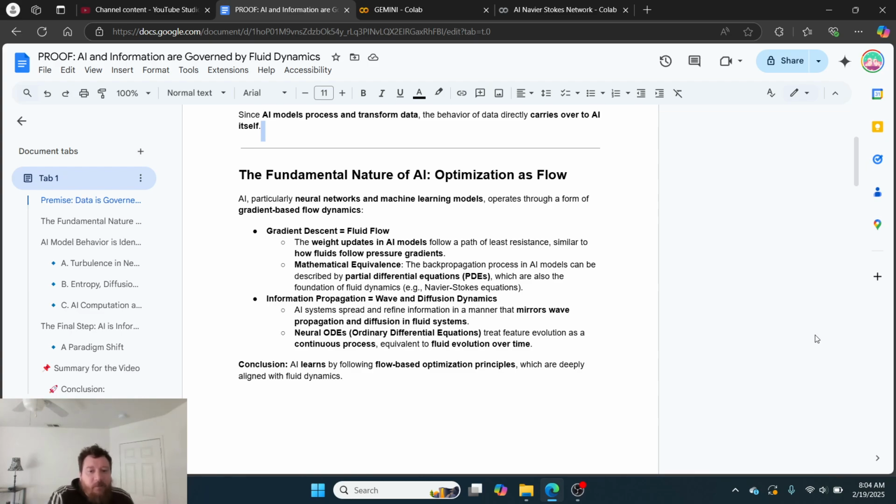So information propagation equals wave and diffusion dynamics. AI systems spread and refine information in a manner that mirrors wave propagation and diffusion in fluid systems. Neural ODEs, or ordinary differential equations, treat feature evolution as a continuous process equivalent to fluid evolution over time.